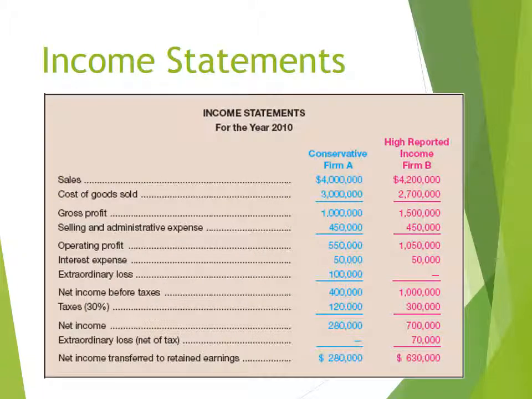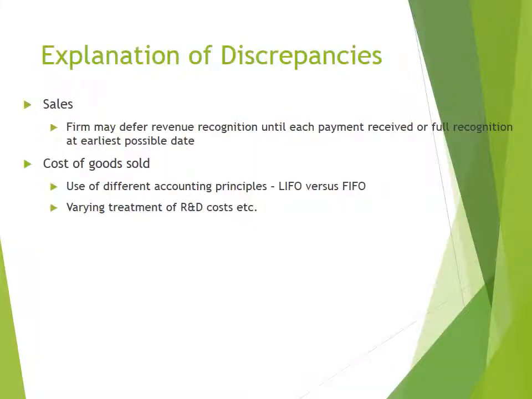Income statements can show higher reported income versus a conservative firm, so you can do those with different things as far as your projections are concerned. And sales: a firm may defer revenue recognition until each payment is received, or use full recognition at the earliest possible date. Cost of goods sold: use of different accounting principles, LIFO versus FIFO, can affect what you're reporting, and there are varying treatments of R&D costs, etc. It can go on and on as far as explaining different discrepancies.